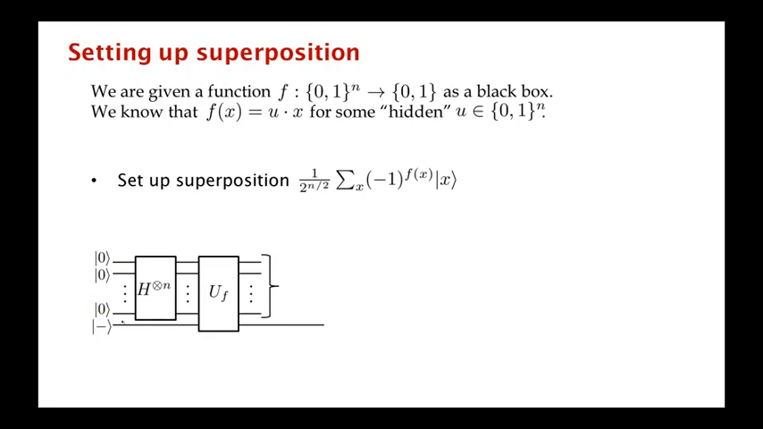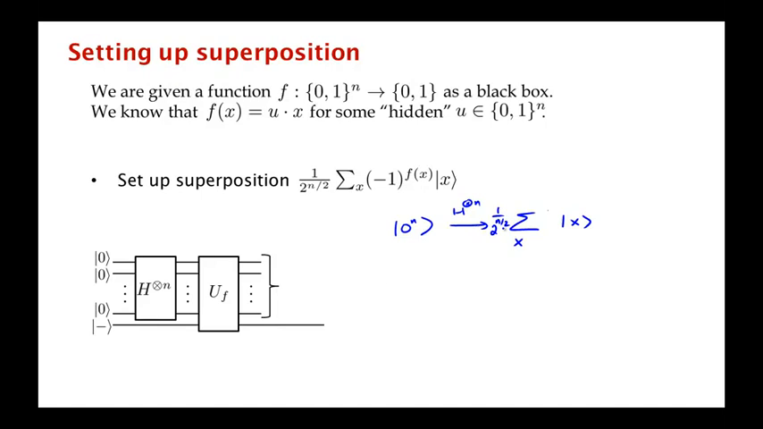with n bits in the 0 state. We perform a Hadamard transform on them. So now if we start with 0 to the n, we perform the Hadamard transform. What do we get? We get sum over all n-bit strings x of x with amplitude 1 over 2 to the n over 2. Now what we do is we set up the answer bit in the state minus.